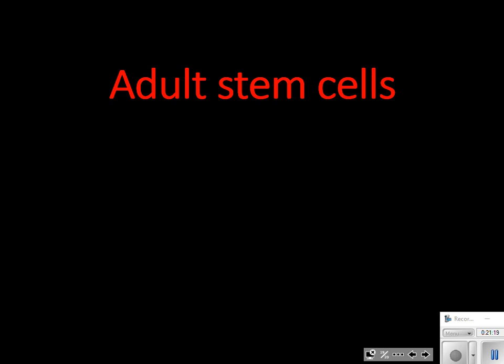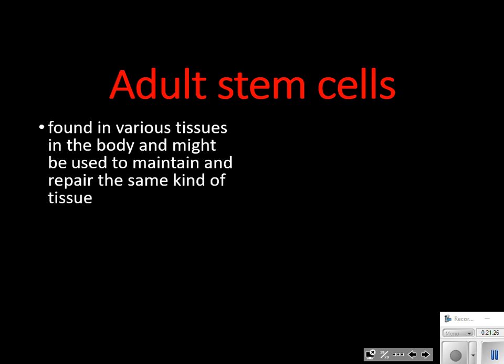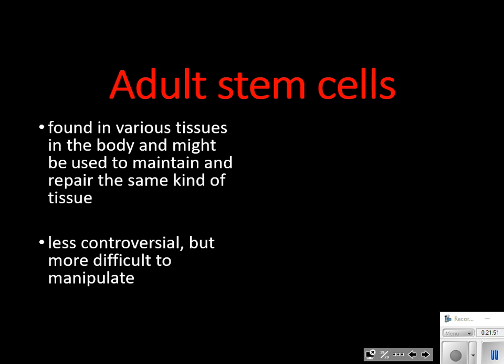Adult stem cells. Adult stem cells are found in various tissues in the body, and they may be used to maintain and repair the same kind of tissues. So these adult stem cells are in our body, and they may be used to maintain and repair. They are a lot less controversial than embryonic stem cells. However, they are a lot more difficult to manipulate. They're not as easily changed into the specialized types of cells.